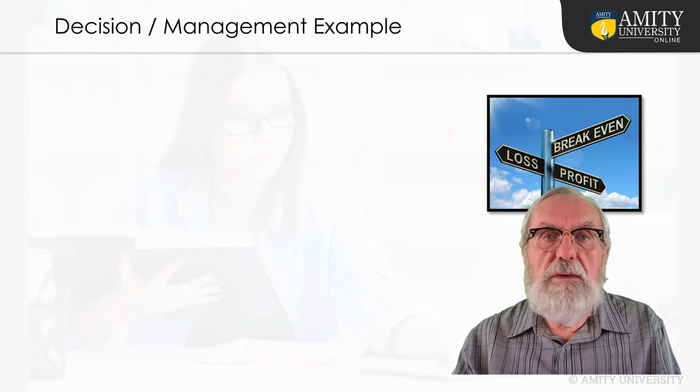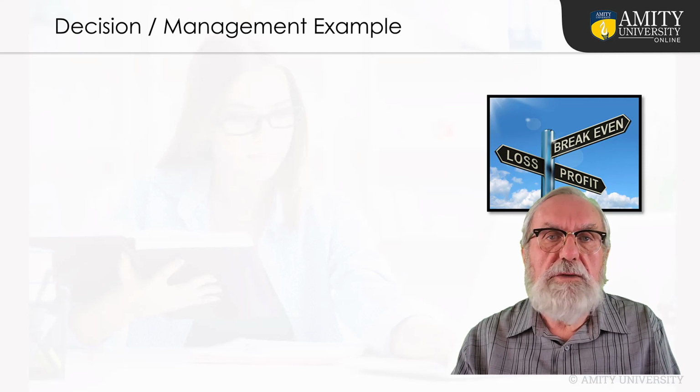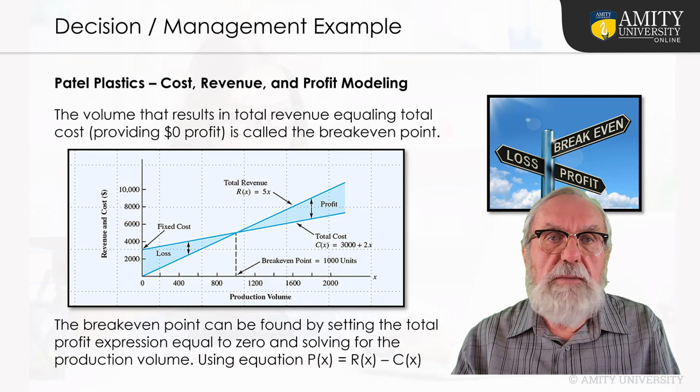So now we can do a break-even analysis. The break-even point can be found by setting the total profit expression equal to 0 and solving for the production volume. Now we can calculate the break-even point using the same cost formula. We have P(x) = -3,000 + 3x = 0. With this information, we know the production and sales of the product must be greater than 1,000 units before a profit can be expected. At 1,000 units, total profit is 0.